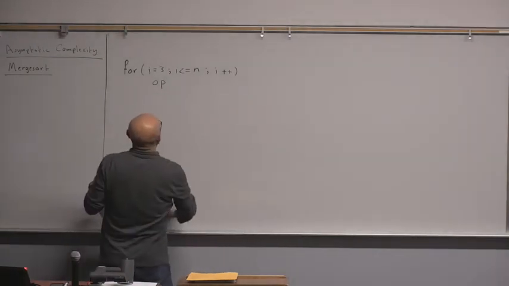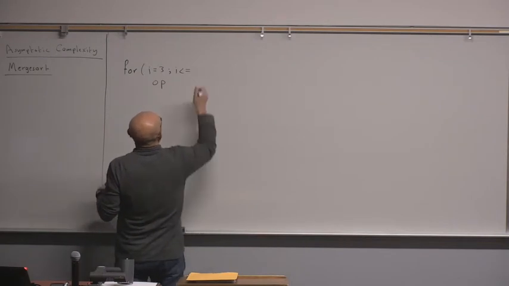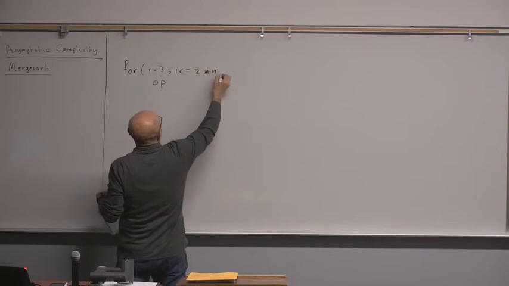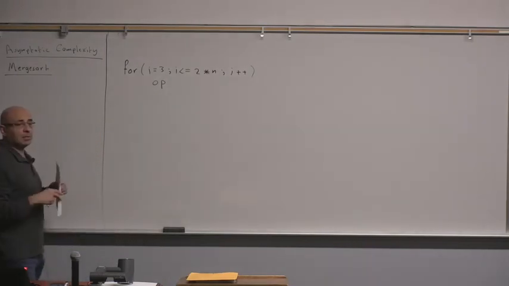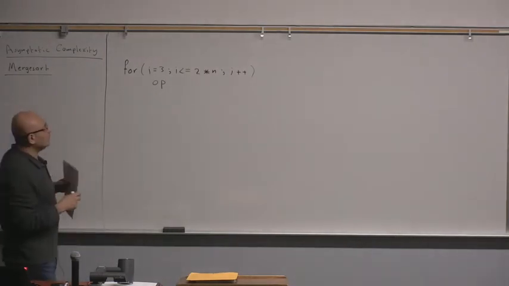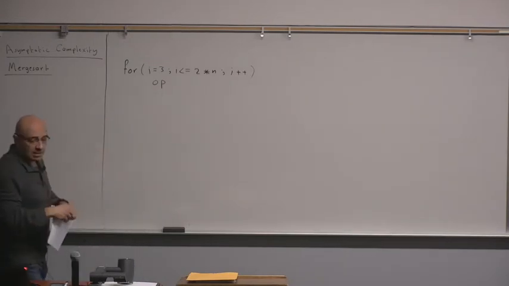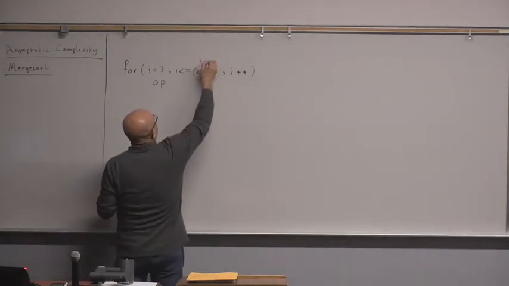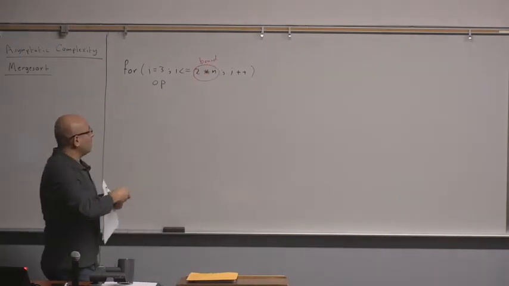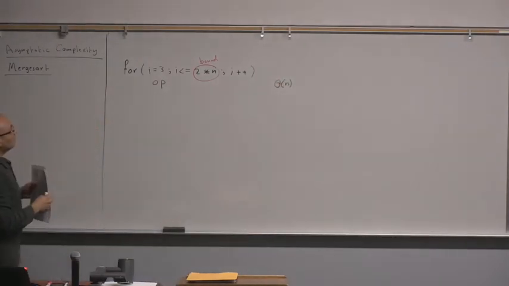What if we have something like i less than or equal to 2 times n? What will be the asymptotic complexity? Yeah, still theta of n, because now we are multiplying by 2. This is the bound of the loop. So we are multiplying the bound by 2, so we are still theta of n. Okay?